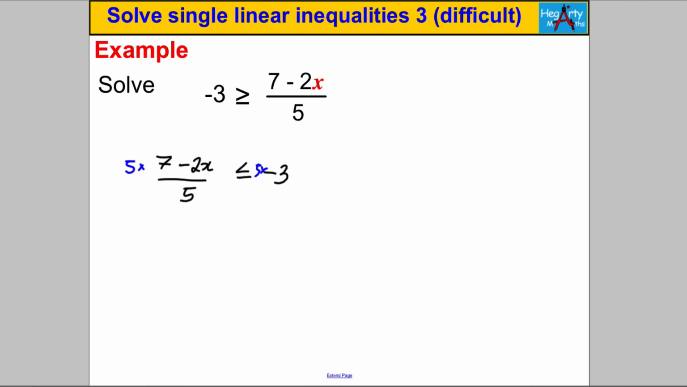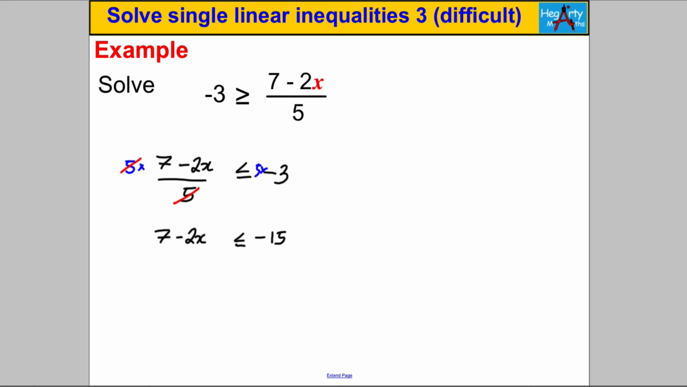Now, I don't like that divide by 5, okay, so I'm going to multiply both sides by 5. And what will I get? Well, on the left hand side, I purposefully multiplied by 5 to cancel the divide by 5, or to undo the divide by 5. So on the left hand side, I'm clearly going to get 7 subtract 2x is less than or equal to the answer to 5 multiplied by negative 3, which is negative 15.